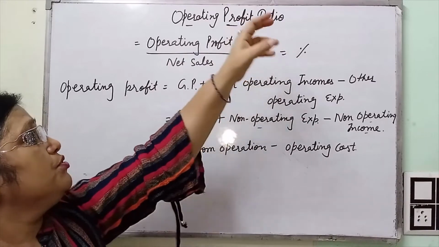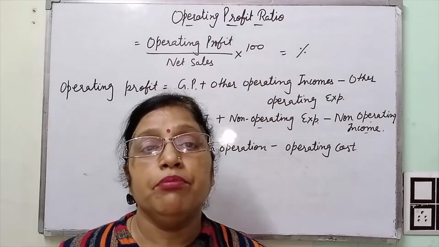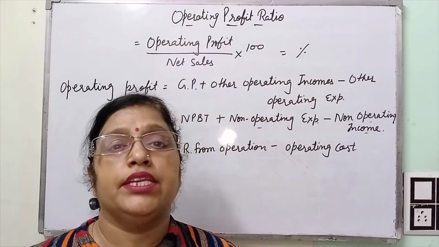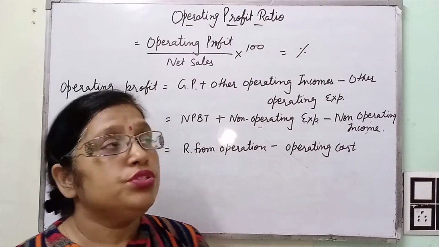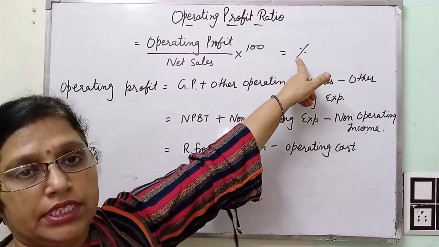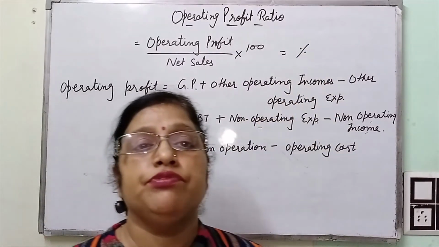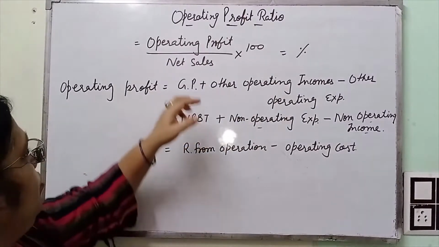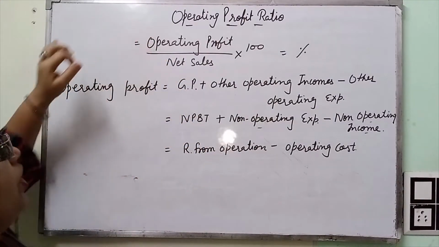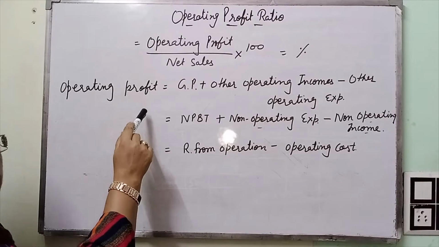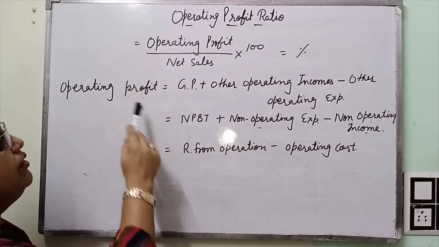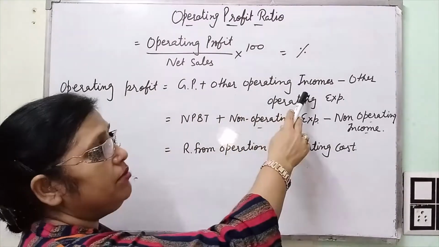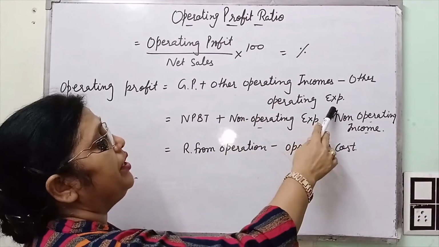Operating profit ratio shows the relationship between operating profit and revenue from operation, that is also known as net sales. It is also expressed in terms of percentage. Higher the percentage will be beneficial for the organization. Now, how can we calculate operating profit? Operating profit can be calculated by different formulas. They are: first is gross profit plus other operating incomes minus other operating expenses.